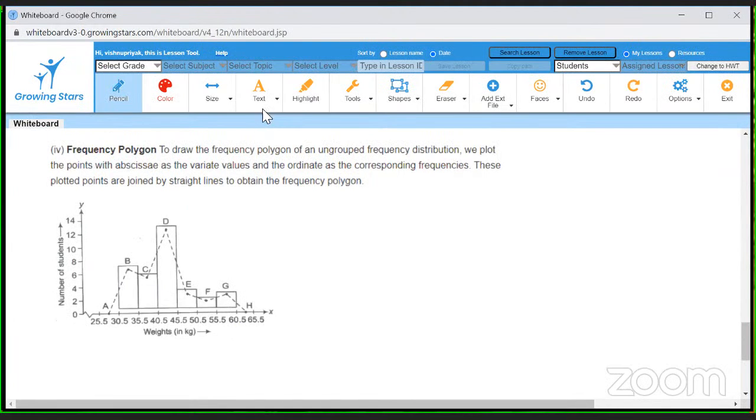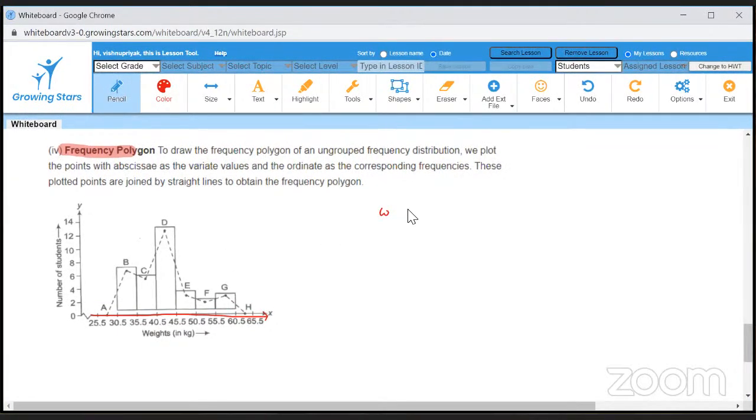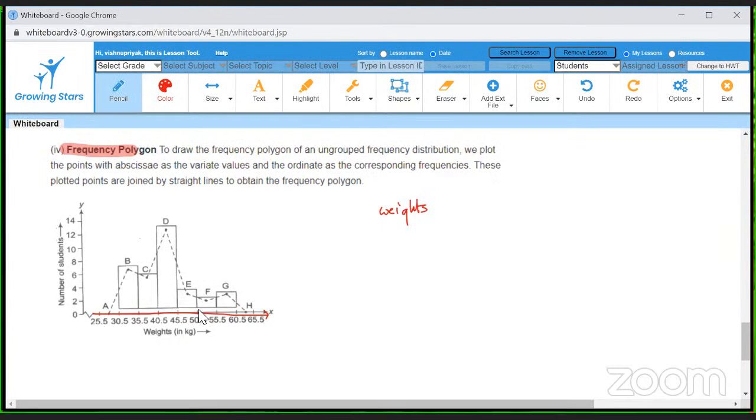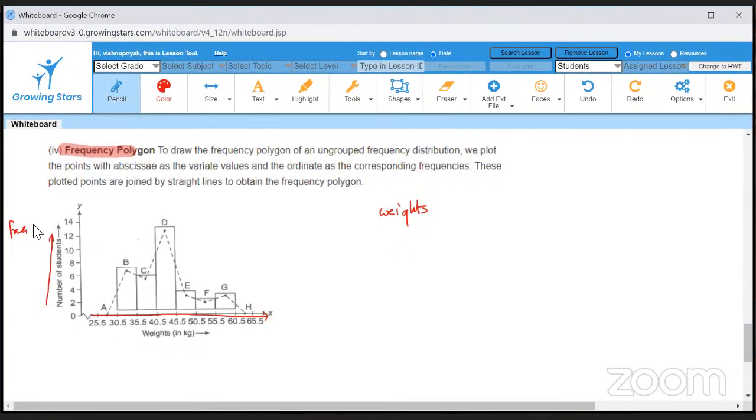Next is frequency polygon. This frequency polygon is drawn for ungrouped data. If you cannot group the frequency distribution, then you will draw the frequency polygon. So on the x-axis, you will take the variables. That means, suppose you are measuring the weight. Weight is the variable which you will take on the x-axis. And on the y-axis, you will take the frequency.